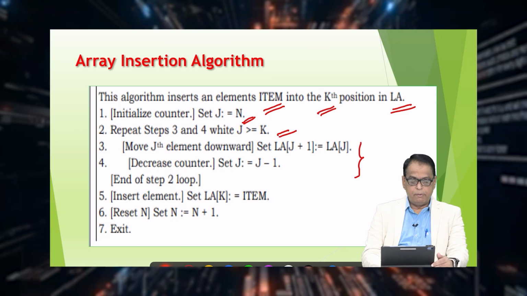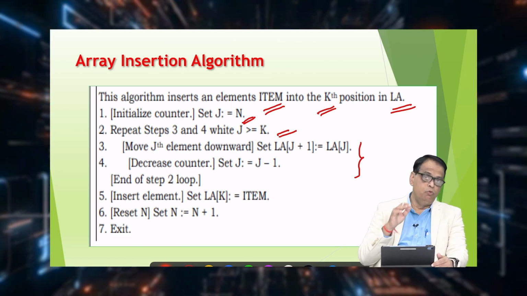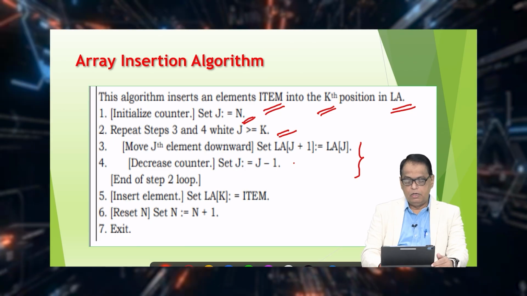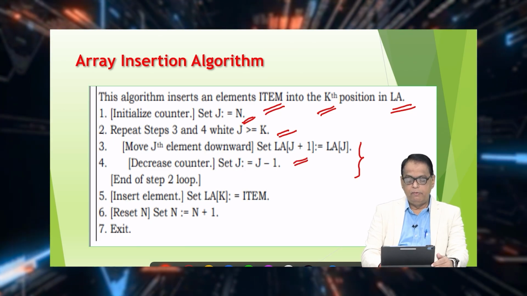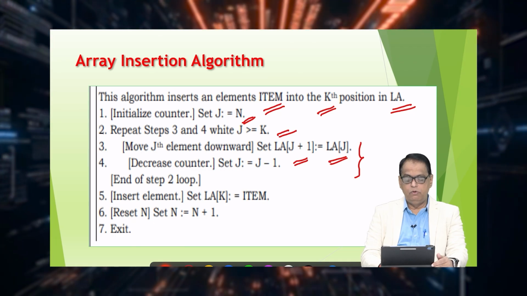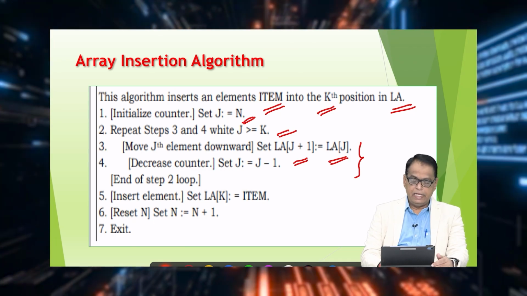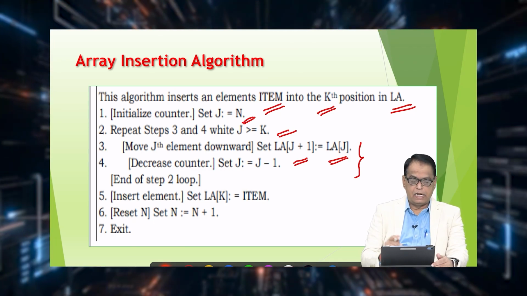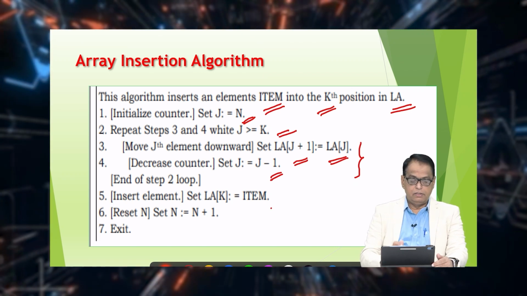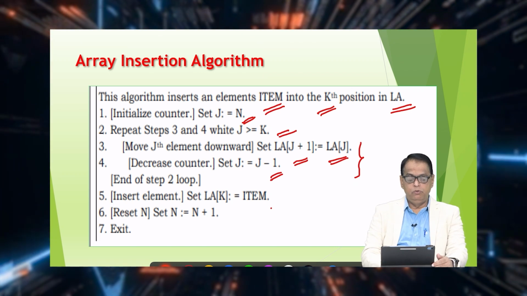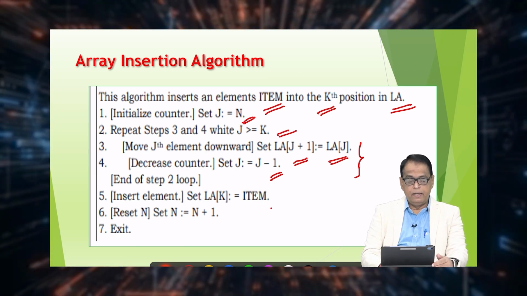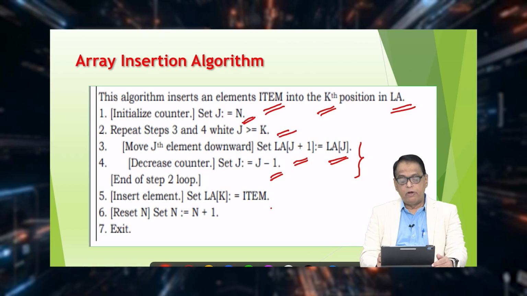Now in step 3, we will move the jth element downward so that we can create a space. To create a space, we set LA[j+1] equal to LA[j]. So the value of LA[j] is assigned to the next position, and we decrement the value of j by 1, so that j becomes j minus 1. You will find that this process repeats while j is greater than or equal to k.